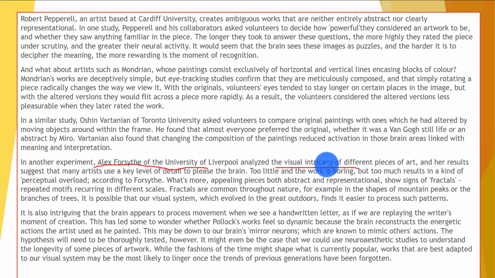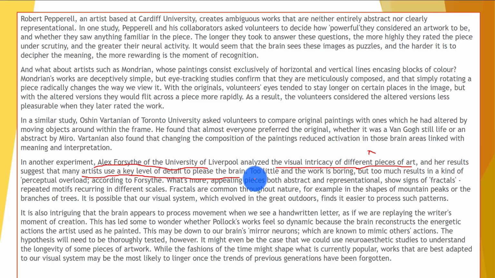Intricate could be paraphrased with complex. Okay, intricacy of different pieces of art. That's our keyword, and her results suggest that many artists use a key level of detail to please the brain.